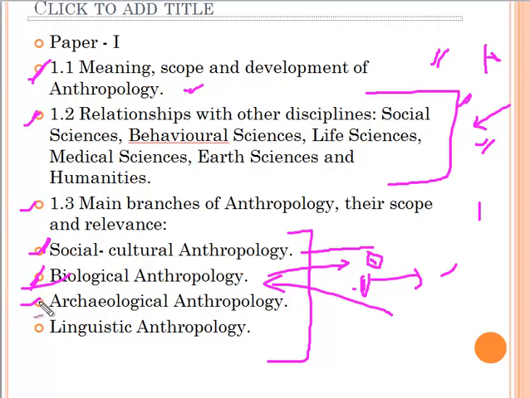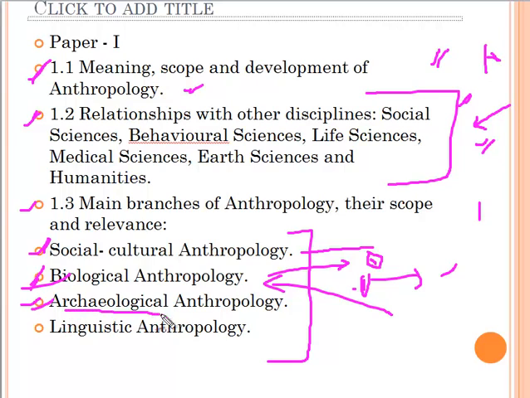Then archaeological anthropology, this is a small part in which the questions will be like, what are the different ways in which digging is done, what are the different ways in which you measure the time or chronology of different fossils.